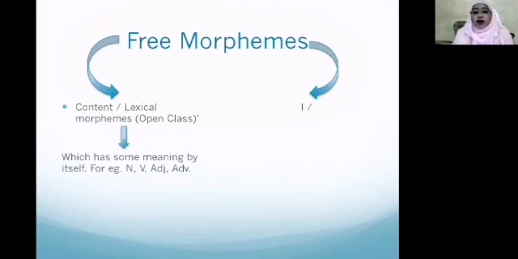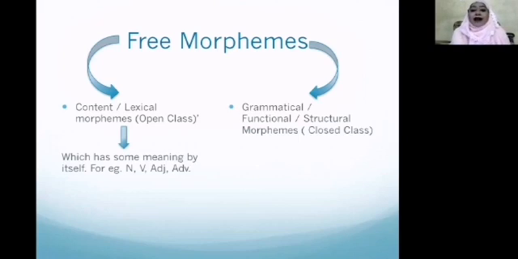Another subdivision of free morpheme is grammatical or functional morpheme. We also call it structural morphemes. We also call it closed morpheme. Now, why is it called closed? Again, at the end, I will tell you. Now, suppose I tell you the sentence: to, is, are, on, in, off. Can you guess any meaning? Anything? Can you take out any information from the sentence?